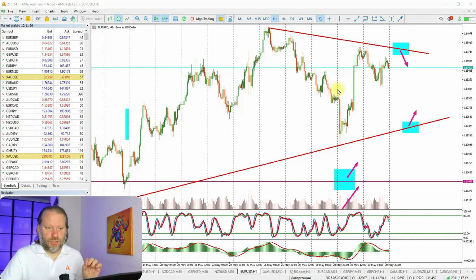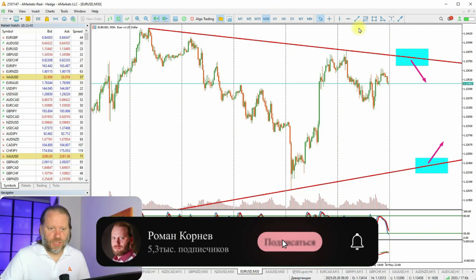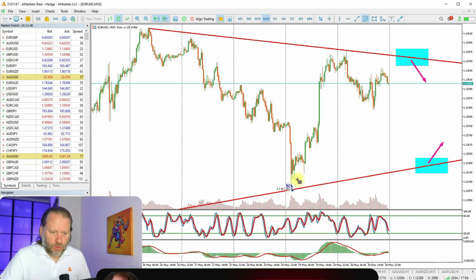Let's take a closer look at the euro-dollar and look for other entry points based on other instruments. In general, MetaTrader has a lot of different tools and indicators. By the way, there are many videos on indicators on the channel. But now, we will look at the Fibonacci grid.